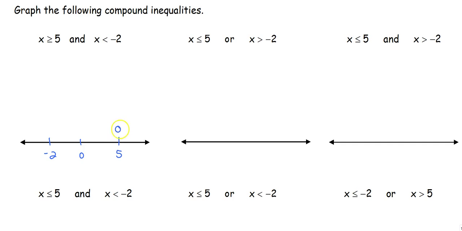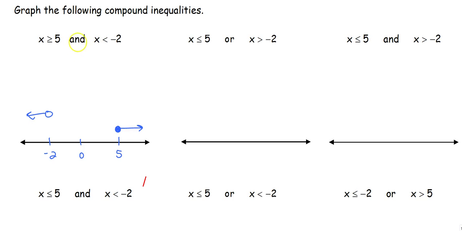Our first one, greater than or equal to 5, less than -2. At this point, your mini inequality shouldn't be an issue. You should have those simple inequalities down. It's a matter of what do you do with the pieces. Where is your solution going to be?